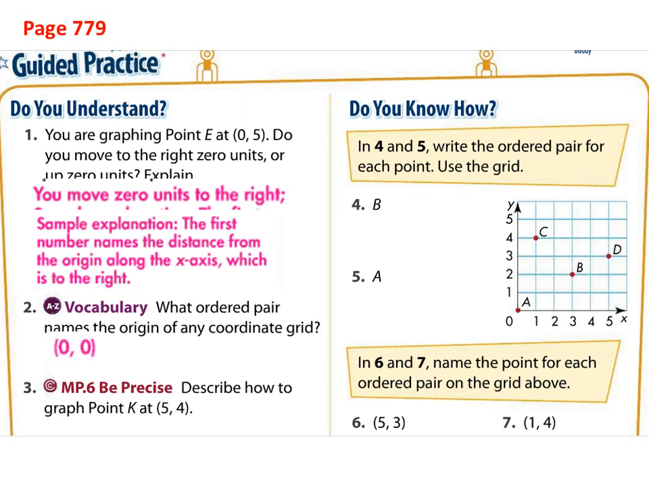Question 3. Stop the video, do it, come back again. Have you finished? Yes? Describe how to graph point K at 5 and 4. You can write many answers. For example, you can say run 5 and rise 4, or move 5 units to the right of the origin point, and 4 units up.